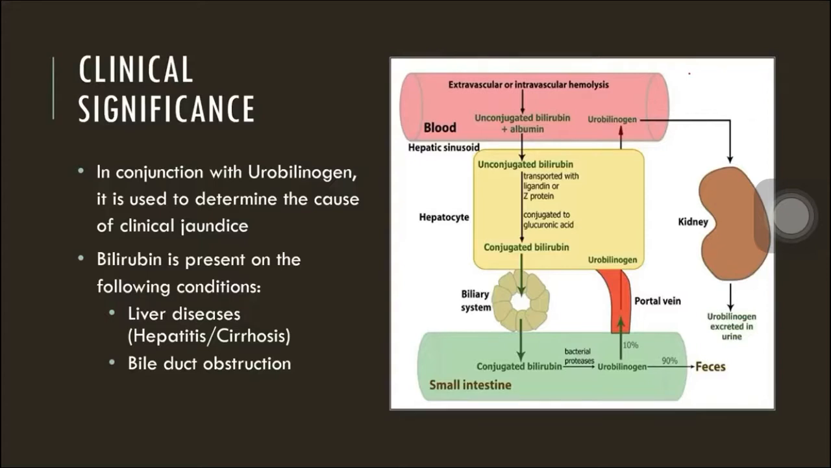post-hepatic jaundice. So bilirubin is present in the following conditions: liver diseases, hepatitis, cirrhosis, and bile duct obstruction. But again, as I said, bilirubin is most useful for the presumptive diagnosis of bile duct obstruction. It is positive in bile duct obstruction. In liver diseases, hepatitis, and cirrhosis, it may or may not be positive.